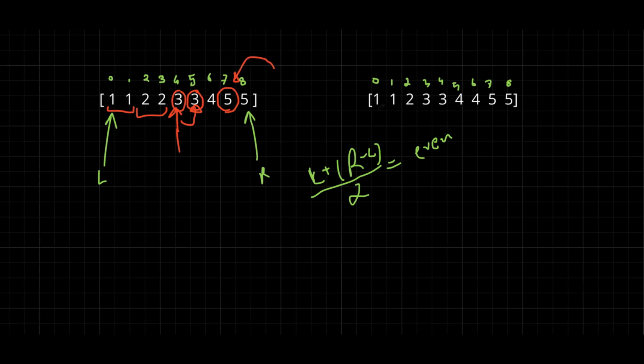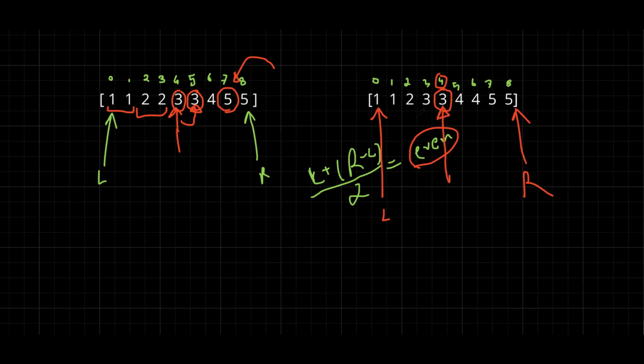Now again, let's try to understand the second intuition. Suppose it is the left value and it is the right value. And here, the mid value, suppose which is 3, because we always consider an even index for the mid value. So here, the mid value is 3 because the index number is 4. Okay, so far so good.